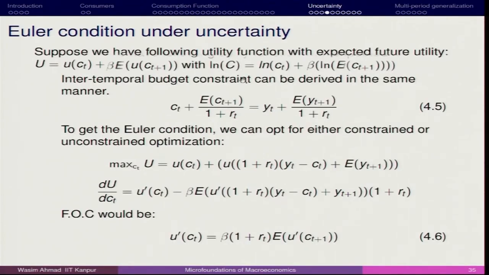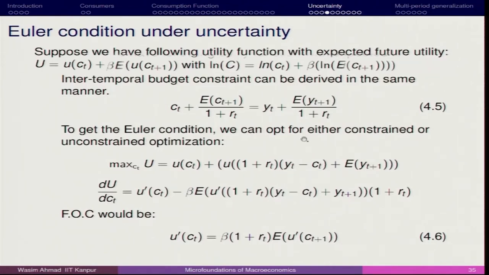Now, let us work it out. Suppose we have the following utility function with expected future utility. Here it appears that we have log C_t plus log of the expectation of C_{t+1}, because this is what we are introducing. Since the uncertainty is attached to the future period, we will see it in a simpler form. The lifetime budget constraint, the intertemporal budget constraint of the representative consumer, looks like this: C_t plus expectation of C_{t+1} upon 1 plus R_t is equal to Y_t plus expectation of Y_{t+1} upon 1 plus R_t.